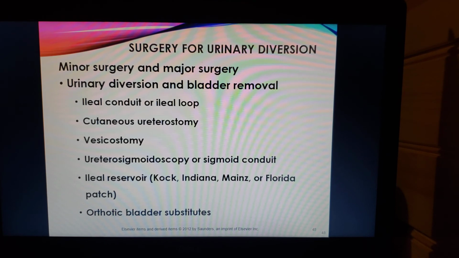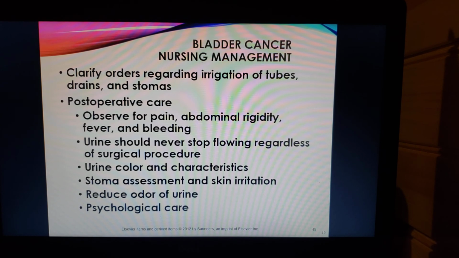Your book does go into surgeries for urinary diversion. There are many different types of surgeries for urinary diversion, minor and major surgeries. I'm not going to get into the different types of urinary diversions, but I want you to look them over in your book, and we're going to learn about ostomy care in our GI chapters, because you would care for these stomas just as you would a colostomy, a bowel stoma. So that's what I will focus on is stoma care.